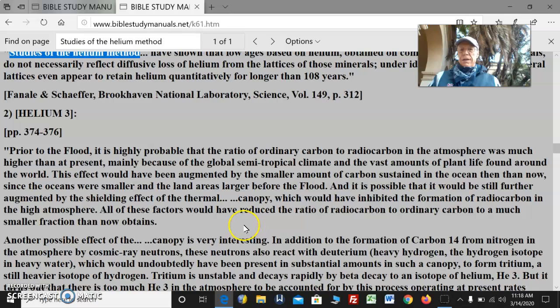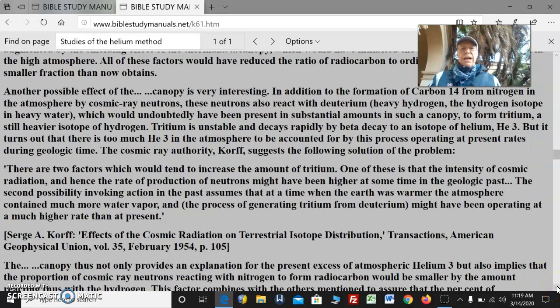Another possible effect of the canopy, which is the ice canopy, the water ice canopy over the Earth before the flood, is very interesting. In addition to the formation of carbon-14 from nitrogen in the atmosphere by cosmic ray neutrons, these neutrons also react with deuterium, heavy hydrogen, the hydrogen isotope in heavy water, which would undoubtedly have been present in substantial amounts in such a canopy to form tritium, a still heavier isotope of hydrogen. Tritium is unstable and decays rapidly by beta decay to an isotope of helium, helium-3, but it still turns out there is too much helium-3 in the atmosphere to be accounted for by this process operating at present rates during geologic time. The cosmic ray authority, Korff, suggests the following solution of the problem.